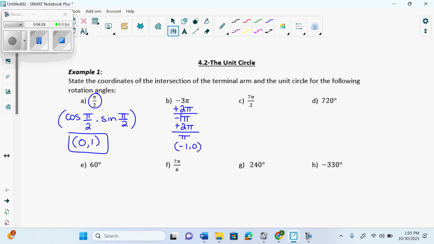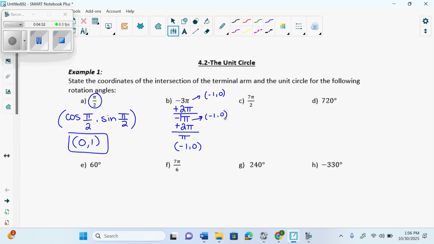So guess what? Listening? Pencils down. You can write in a second. The coordinate at negative 3 pi, guess what it is? Negative 1, 0. The coordinate at negative 1 pi, guess what it is? Negative 1, 0. And guess what it is at pi? Negative 1, 0. Because they are all coterminal.